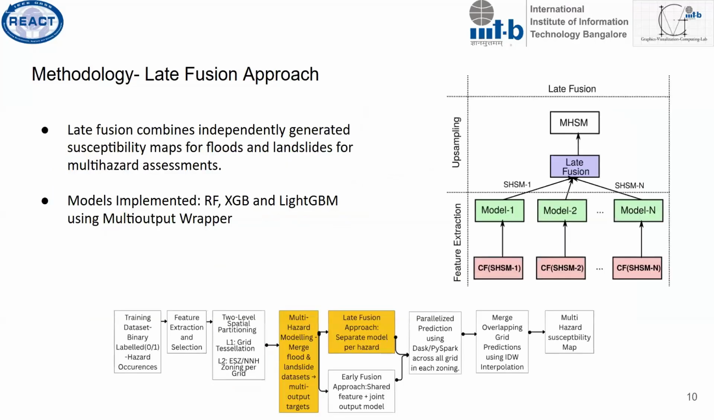So next is the late fusion approach. For the late fusion approach, we are individually modeling flood and landslide with different models. So here we have implemented random forest, XGBoost, and LightGBM models using a multi-output wrapper for the late fusion approach.